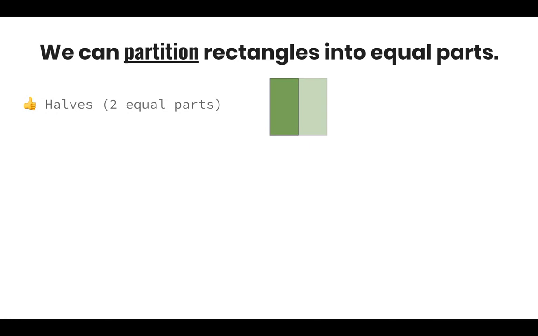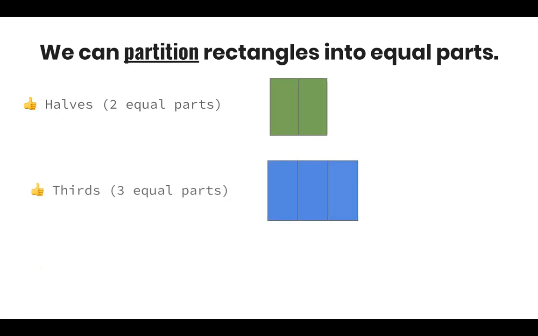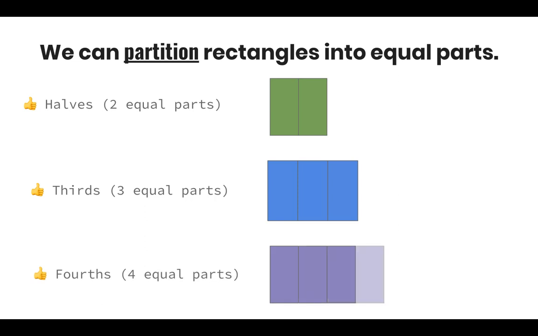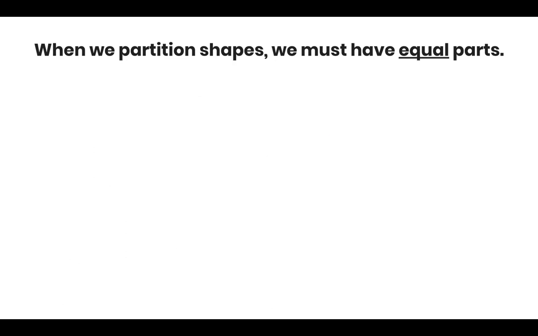For example, you see the green shape here. We have halves, two equal parts. We also have thirds, like the blue rectangle, which is three equal parts. And then last on the bottom here, the purple shape is fourths. We have divided this rectangle into four equal parts. So these are examples of how to partition, how to divide rectangles. You can do this with other shapes as well. Rectangles are just usually a little bit easier.